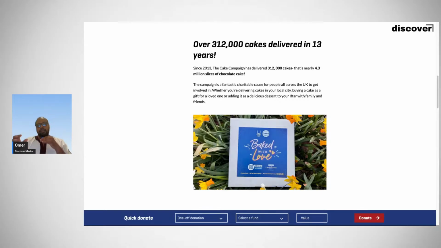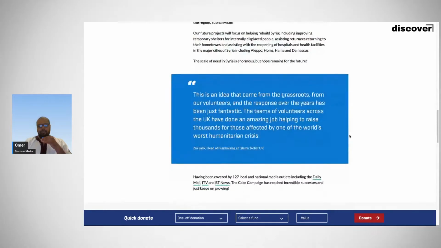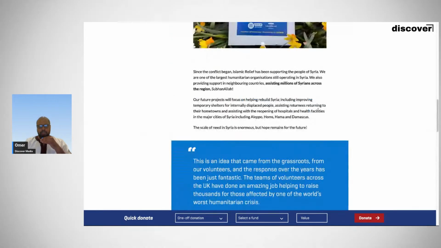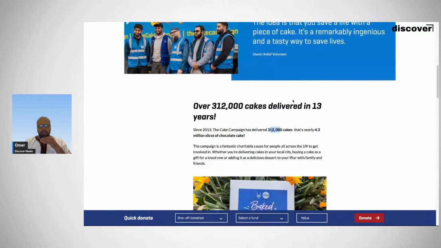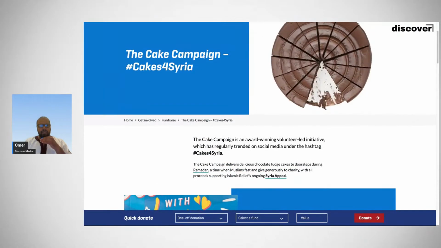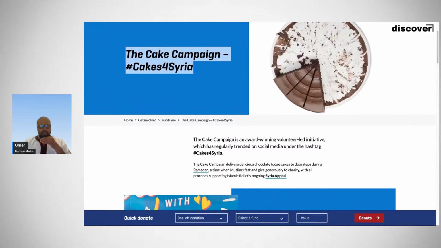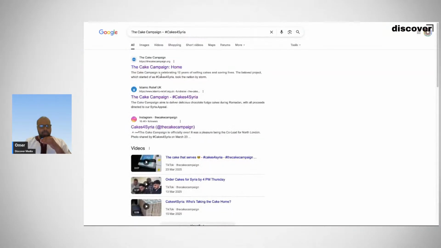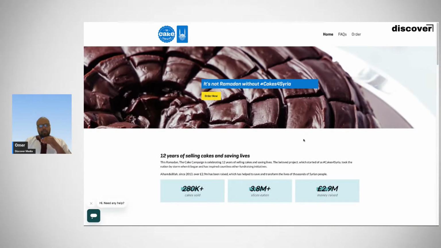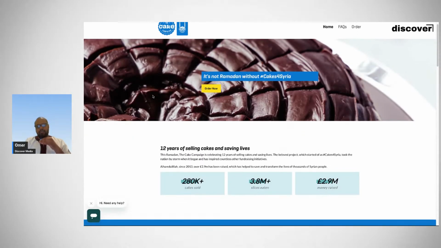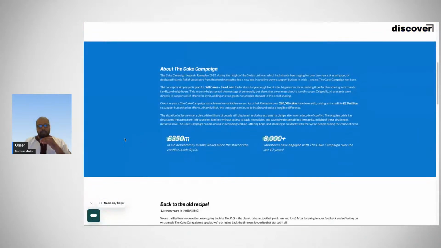Okay. And Islamic Relief started this in 2013, and this is how much cake they've sold. And it tells you how much they've raised through this. Okay, so the cake campaign, Cake for Syria, I believe it's got a website, and I was on it recently. You can see the color there. So I think they only run this in Ramadan though. Okay, but this is how much money was raised through this campaign.